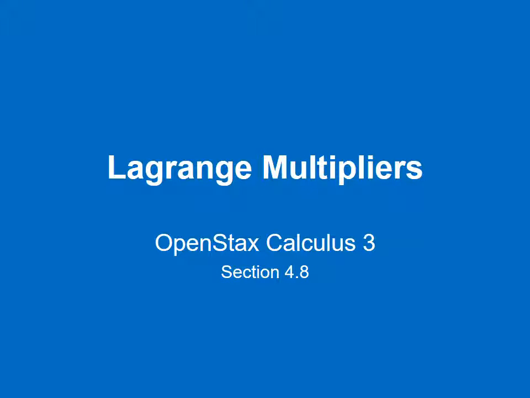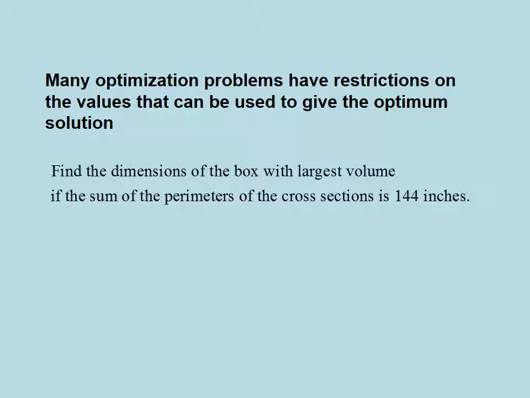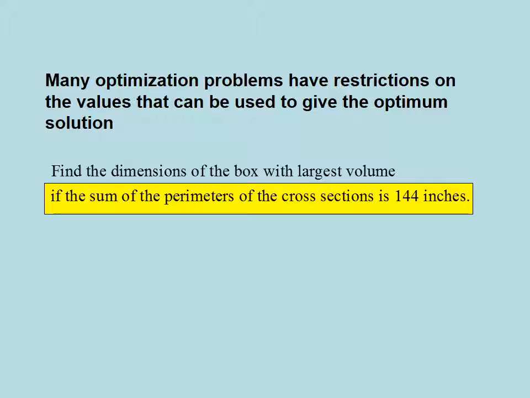Now this is a technique that we can use for working some optimization problems. As you can see here, the problems we'll be using the technique on are the ones that have restrictions given in some form. Here's an example. If we want to find the dimensions of the box with the largest volume, if we know the sum of the perimeters of the cross sections is 144, this is our constraint or restriction, and we'd have to write that in function form.